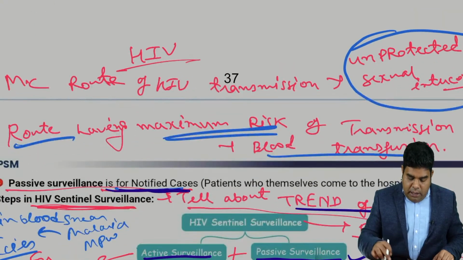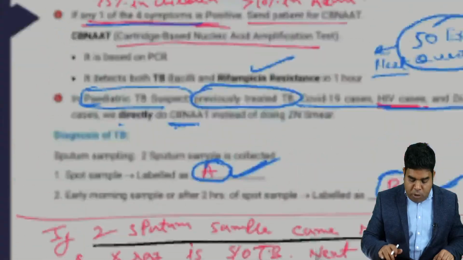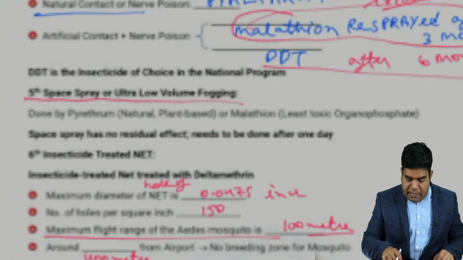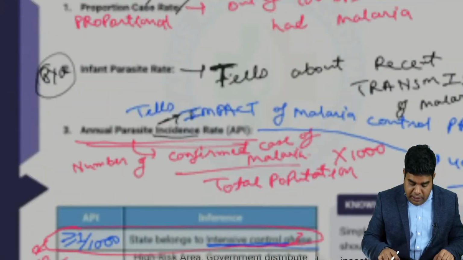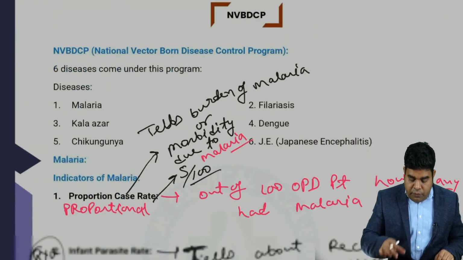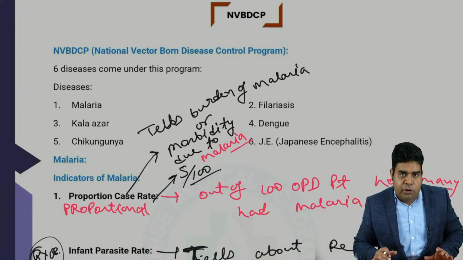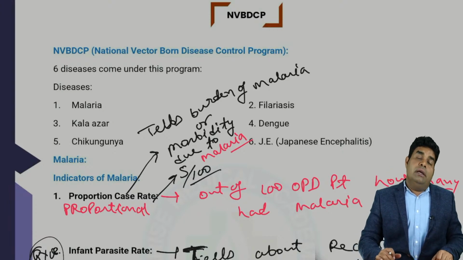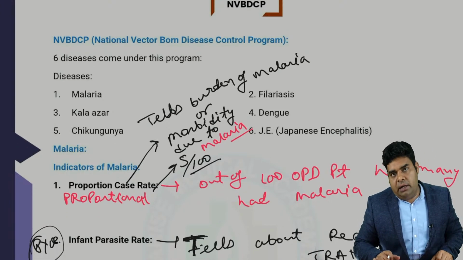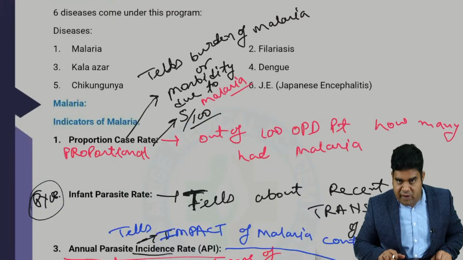Okay. So that's all from the TB program. Now let's go to read the last big program, the malaria program. I know many of you find it very difficult to revise health programs. So that's why I first try to make this clear in all of our minds. In the National Vector-Borne Disease Control Program, 6 diseases come: malaria, filariasis, dengue, JE, chikungunya, and Kala-Azar. These are the 6 diseases written here.